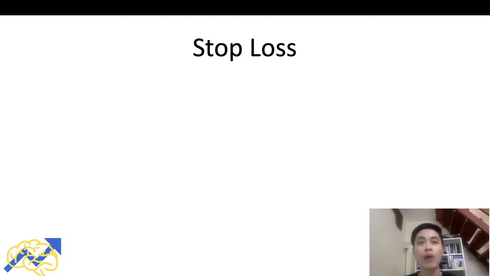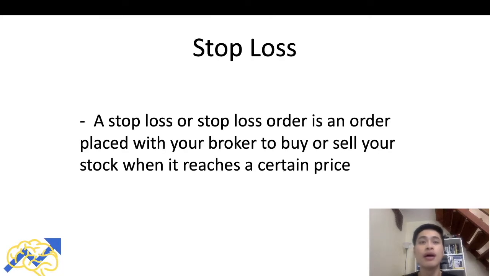Let's take a look at what stop losses are and what a stop loss order is. A stop loss or stop loss order is an order placed with your broker to buy or sell your stock when it reaches a certain price. If you are buying a stock or have bought, a stop loss will be an order to sell your stock when it reaches a certain price. If you are selling or shorting, a stop loss would then be an order to buy your stock when it reaches a certain price.